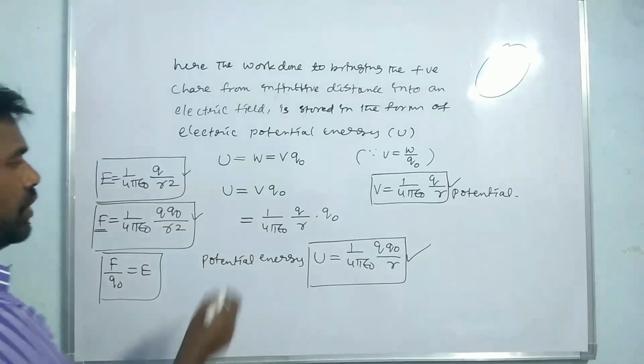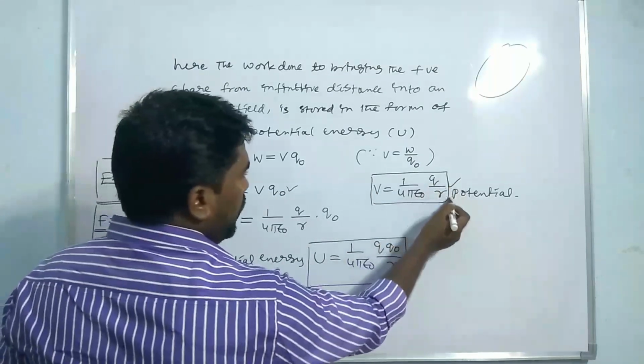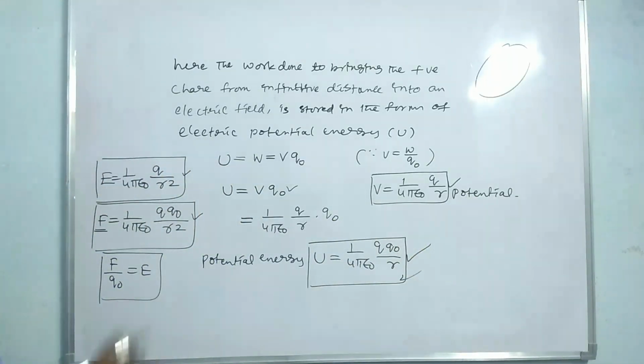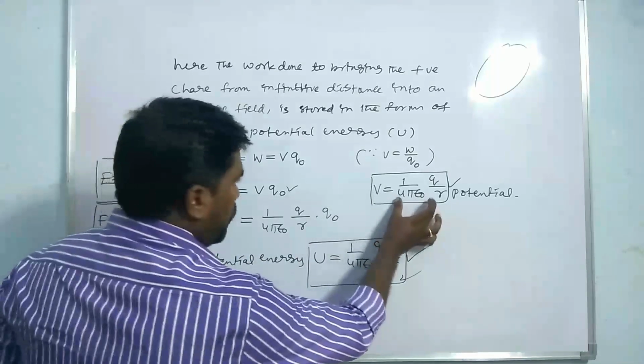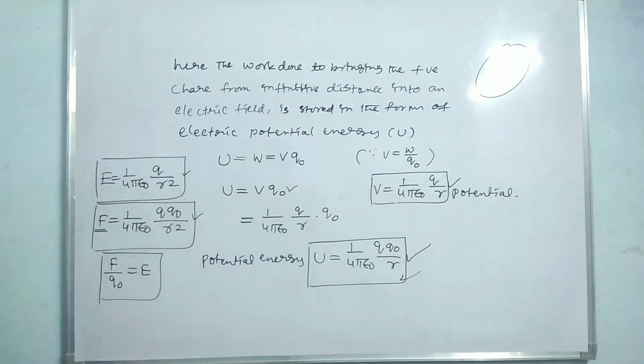U is equal to V Q naught. V is equal to 1 by 4 pi epsilon naught into Q by R, into Q naught. It is the U. Clear? So this is the electric potential energy. This is the electric potential, intensity of electric field, and force acting between two charges.